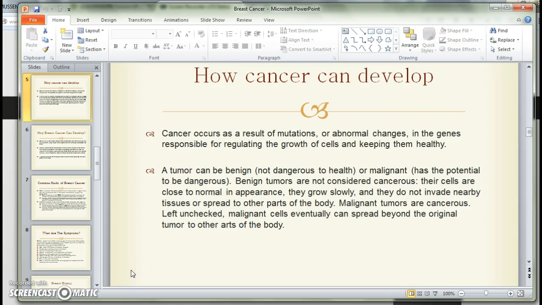Benign tumors are not considered cancerous. Their cells are close to normal in appearance. They grow slowly and they do not invade nearby tissues or spread to other parts of the body. Malignant tumors are cancerous. Left unchecked, malignant cells eventually can spread beyond the original tumor to other parts of the body.